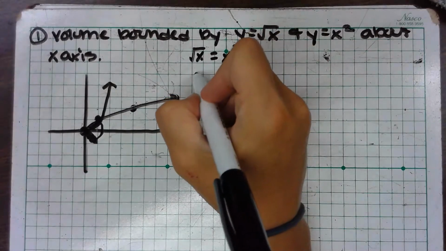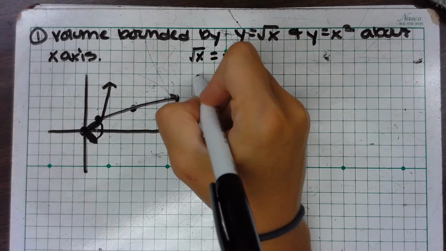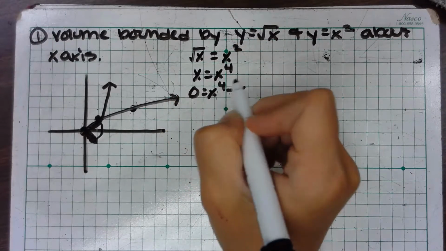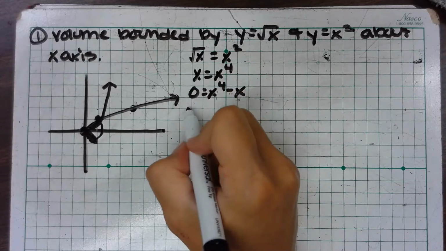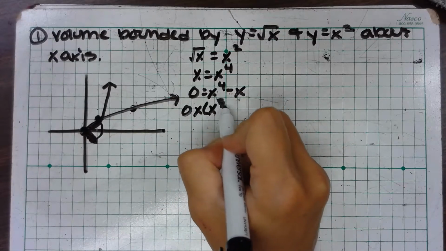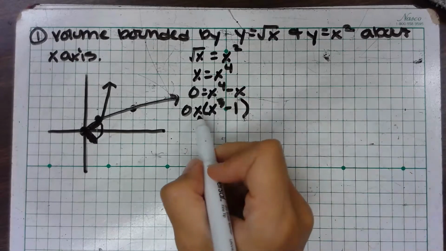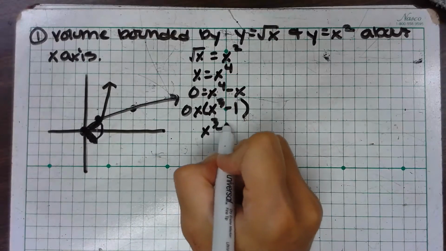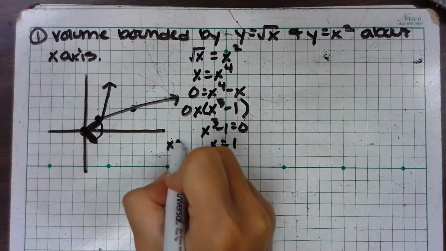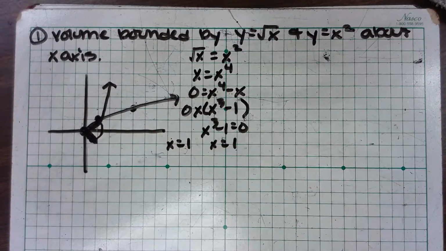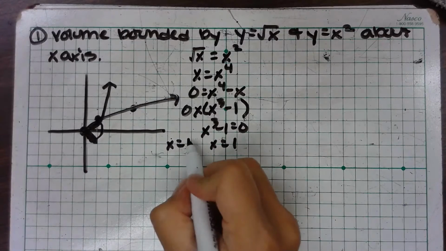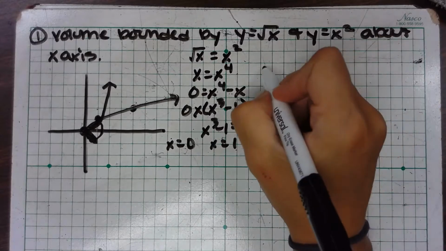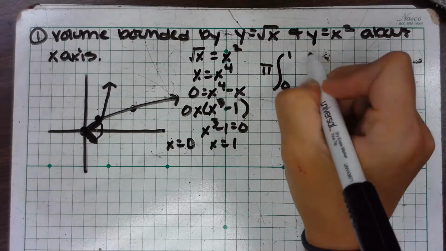All right, and when I do that, I would have to square that side, so that becomes x equals x to the 4th. When I move that over, it's x to the 4th minus x, and here I would factor out an x, so it's x cubed minus 1. And here x equals 0, so they intersect at x equals 0, and then when I take x cubed minus 1 and set that equal to 0, I get x equals 1. So they intersect at 0 and 1. And that's going to be my bounds for my integral from 0 to 1. So when I do my integral, I've got to do this right here.